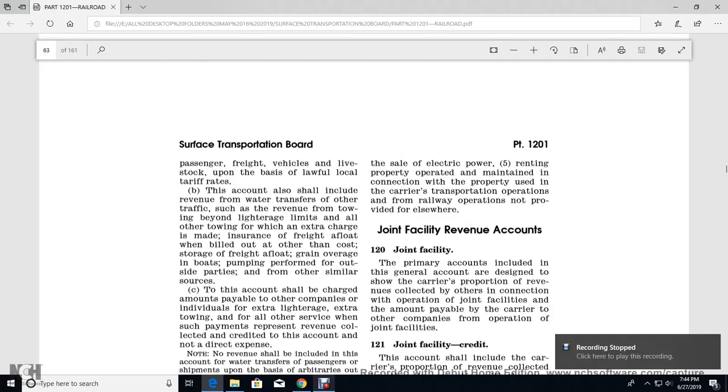All right, Joint Facility Revenue Accounts, Part 1201, Railway Company, Surface Transportation Board, Title 49, Chapter 10, 120. Joint Facility, the primary account with its general account, the proportional revenue collected with the other connection with the operation. Joint Facility, the amount payable to the other company with the operation.